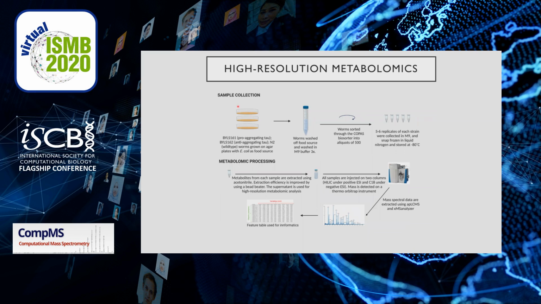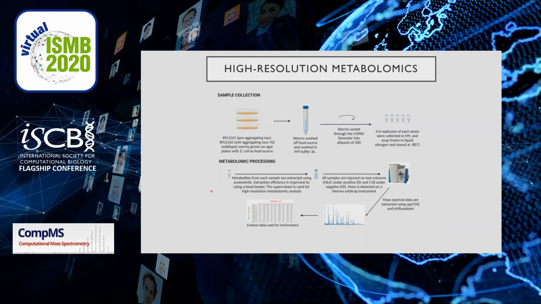Very briefly, worms are grown on agar plates where they feed on E. coli as the primary food source. Worms are washed off the plate as they reach the L4 larval stage, which is just before adulthood. They are washed in M9 buffer about 3 times and then sorted into aliquots of about 500 each. Each replicate of the strain is then used for metabolomic processing.